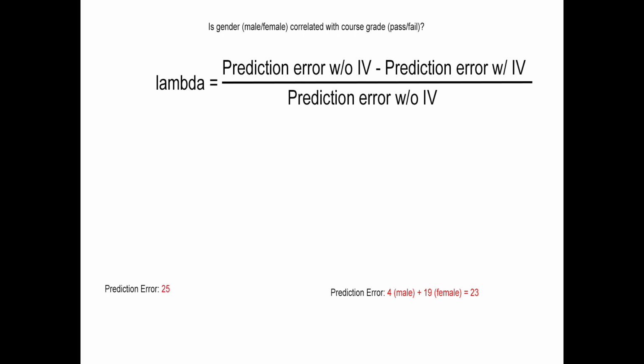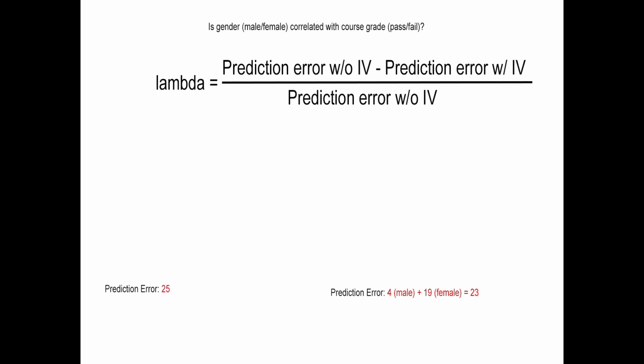Let's break that down a little bit. Looking only at the numerator, what we're essentially saying is, how much better is our prediction when we know the independent variable? So looking at our example, we know we made 25 errors in our prediction when we didn't know the independent variable, and we made 23 errors in prediction when we did know the independent variable. If we subtract our prediction error when we do know the independent variable from our prediction error when we don't know the independent variable, we can see that we've improved our prediction by 2 cases. That is, we better predicted our data by 2, knowing the independent variable than not knowing the independent variable.